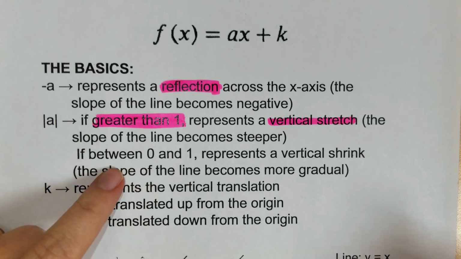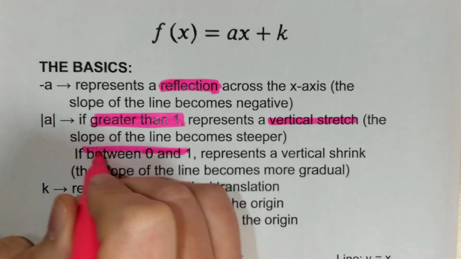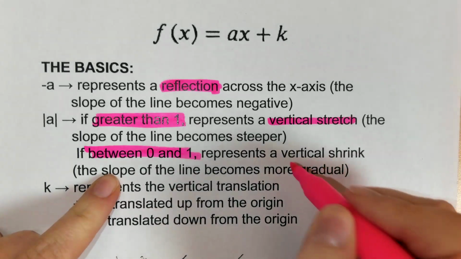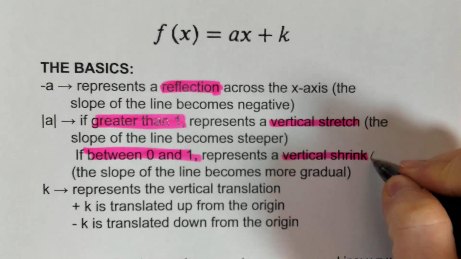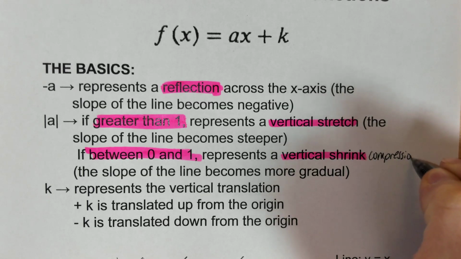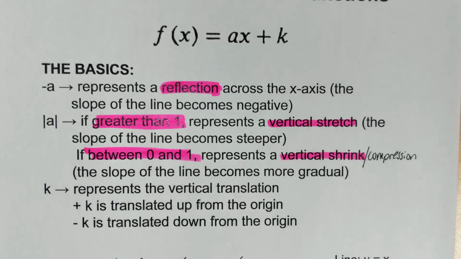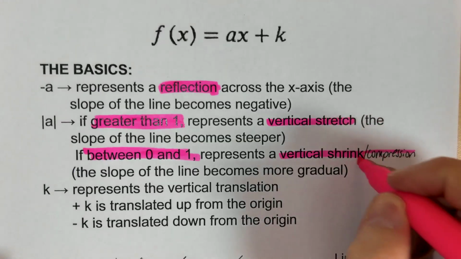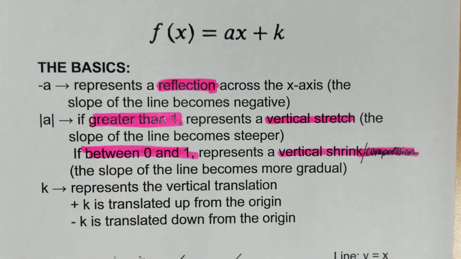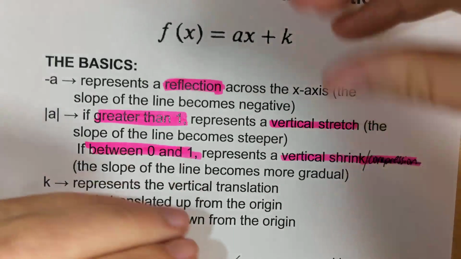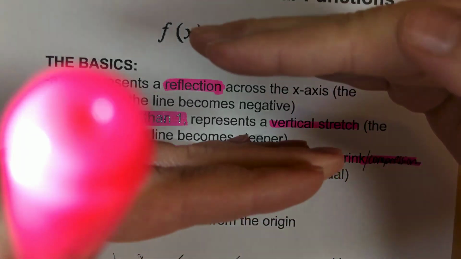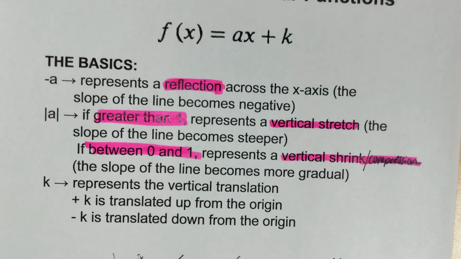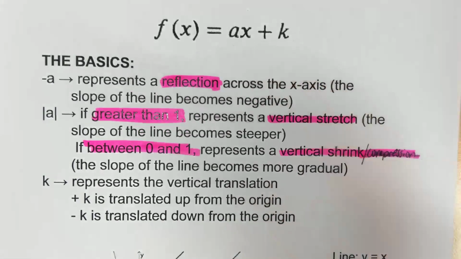Now, if the absolute value is between 0 and 1, it represents a vertical shrink, or we actually call this later on a vertical compression. I'm going to go ahead and write compression on there because that's the more common term, a vertical shrink or a vertical compression. And that means that the slope of the line becomes more gradual. It's like taking the 2 endpoints and shoving them down, and the harder you push them, the more compressed they get, and so the line gets more gradual. It's not quite as steep. Okay, so those are the 2 major changes we noticed so far.